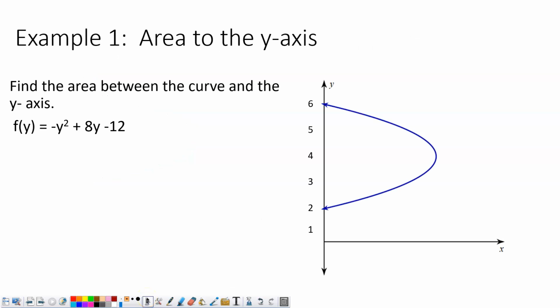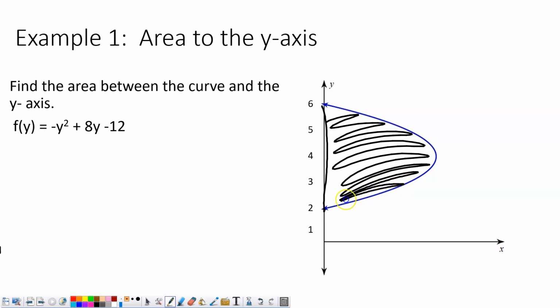So there we go. Let's do example 1 real quick here. For this problem, it's asked me to find the area between the curve and the y-axis. So I'm looking for this area right here. Okay? Now, I'm integrating from what to what?